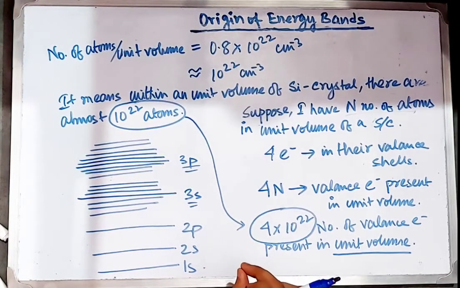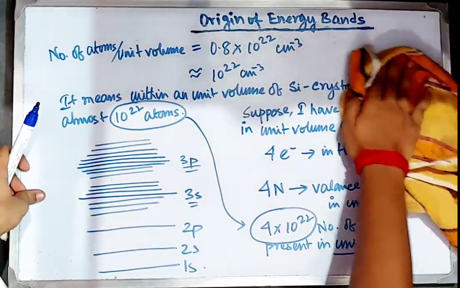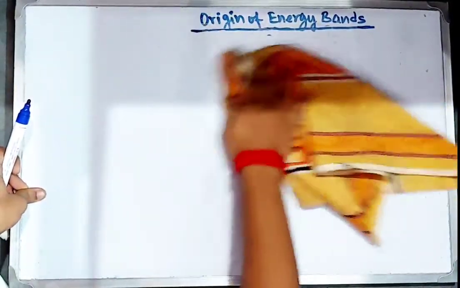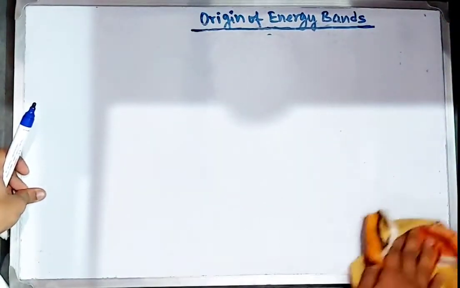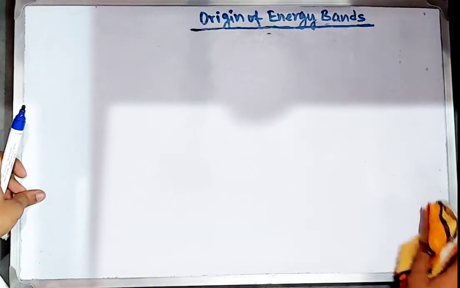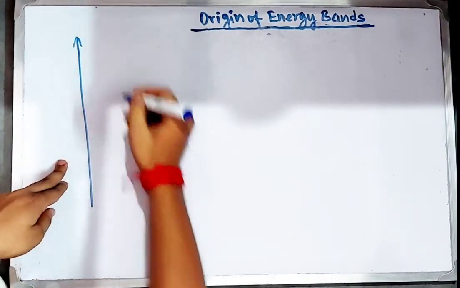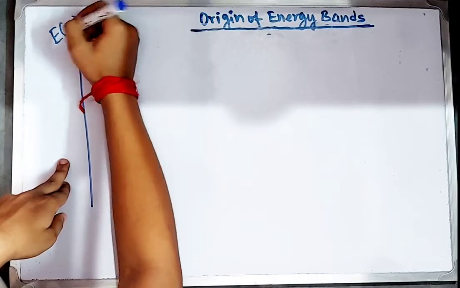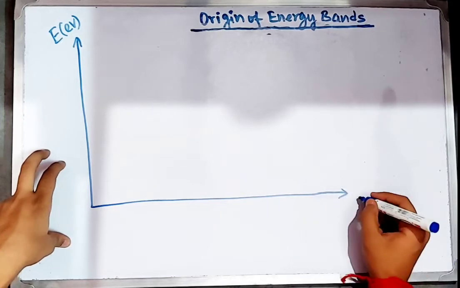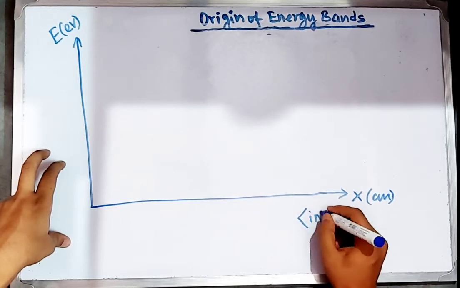So now we will be going deeper into this energy band. So up to this, I guess everything is clear. Now we will try to draw the band diagram. So this is the energy axis which we measure in electron volt, and this x is interatomic distance.